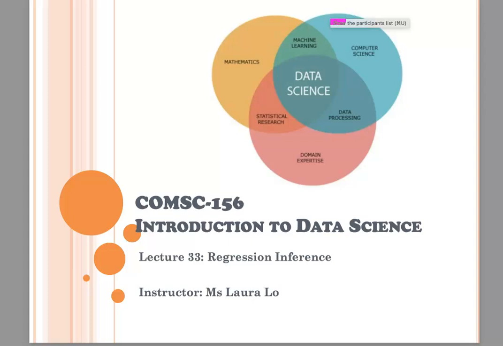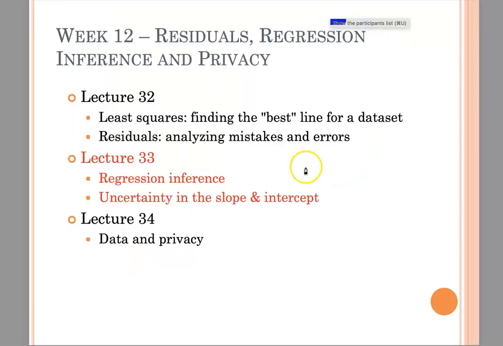So we know from last week, we started talking about regression. We have the correlation between two numeric attributes, so then we can find the regression line. To see whether the regression line is a good fit or not, we need to examine our residual. That's why in the previous lecture we talked about residuals. Residual basically tries to analyze any mistake or error we have from our regression line. So once we make sure our regression line is good, then let's talk about regression inference.